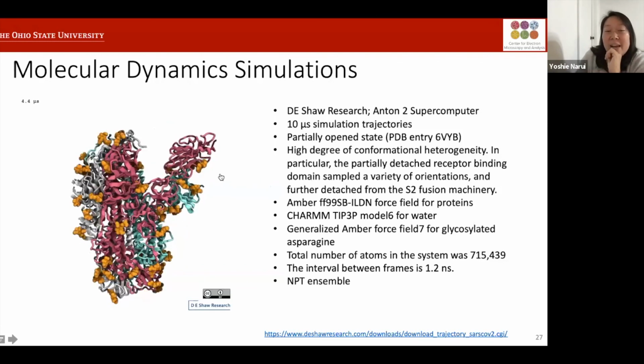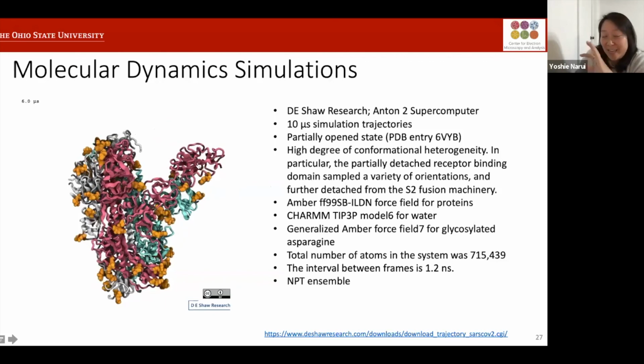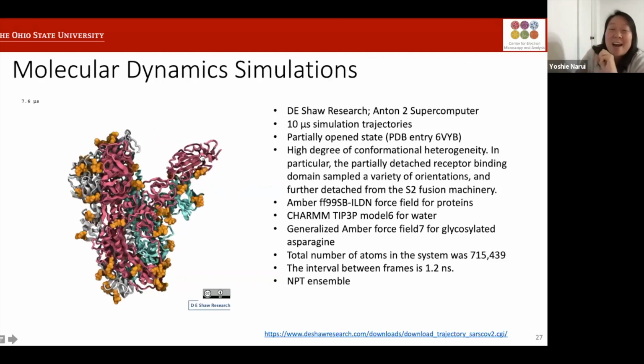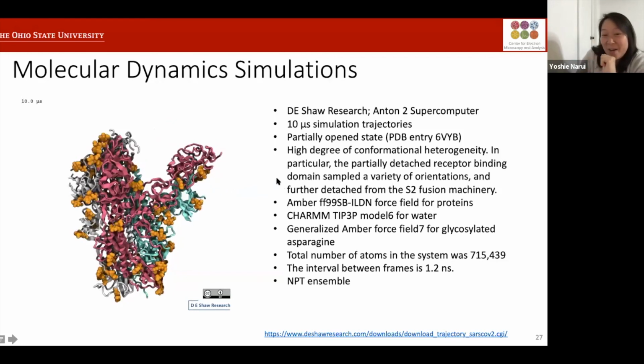And you'll also notice how are you going to actually design something to come in and block. So you have to consider all of these motions that are happening and how that would be difficult to rationally design. But this gives you a good model for what is actually happening inside of the cell. And they have made these all publicly available. So if you're interested in molecular dynamics simulations, you can actually take a look at these structures as well.